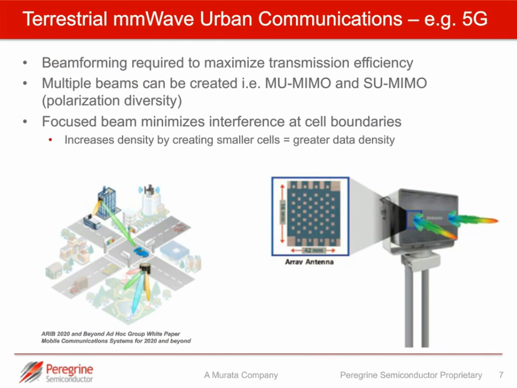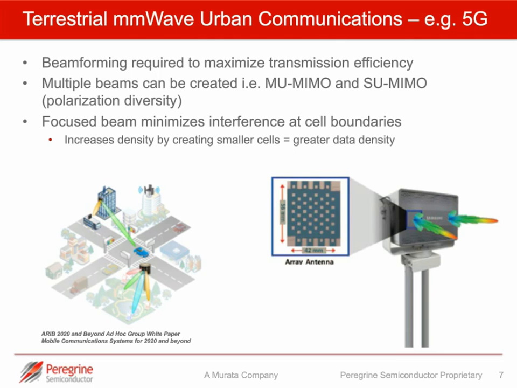And the final example is terrestrial communications, and today we're going to talk a little bit about 5G and the unique requirements for 5G systems, mmWave 5G systems. And here we need beamforming to maximize the transmission efficiency. The path losses are significantly higher than at lower frequencies, so this requires us to use a phased array system.